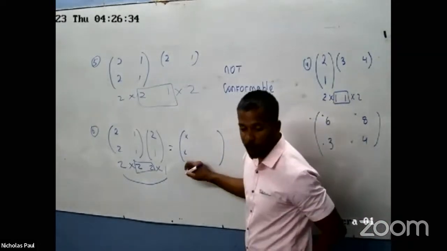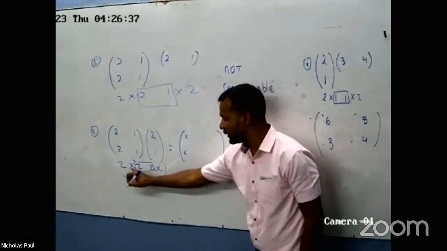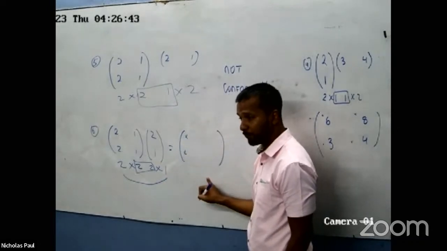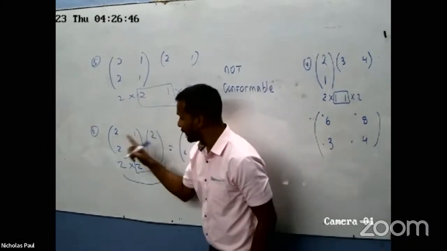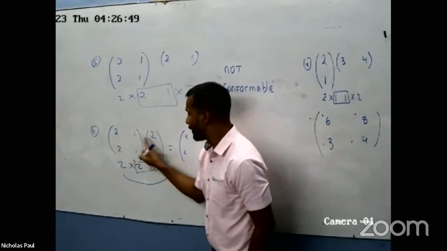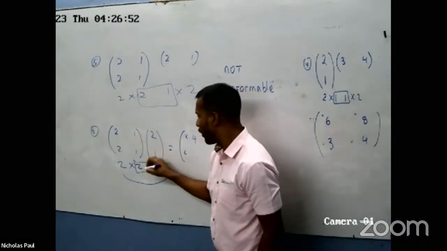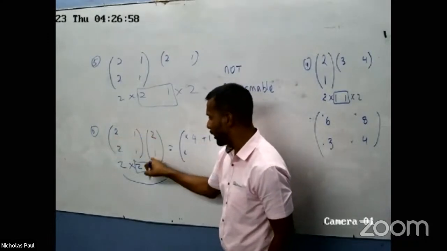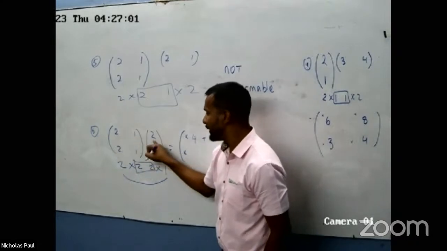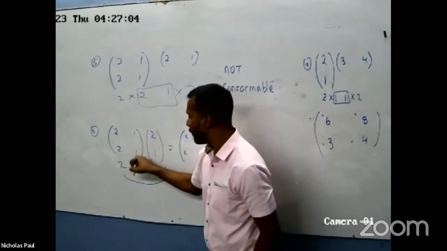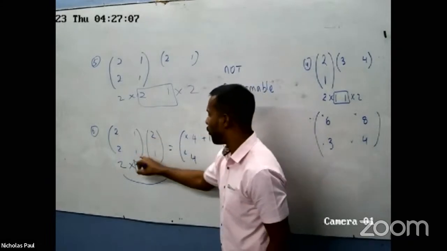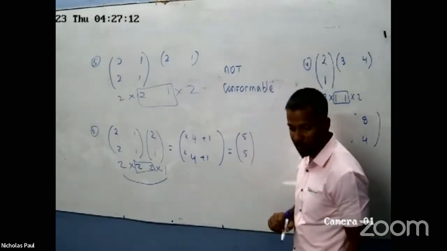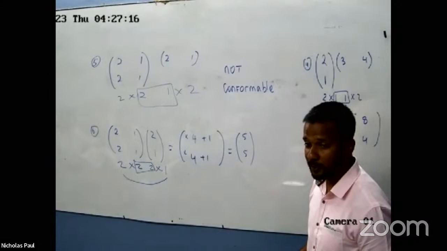Right, sorry. So our answer is a what? A 2 by 1. So our answer is 2 rows and 1 column. So how do we multiply? Row by column. 2 by 2 is 4, 1 by 1 is 1. So the answer is 5. Very good.